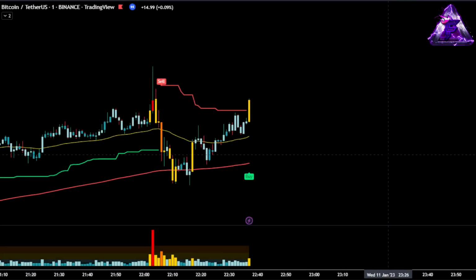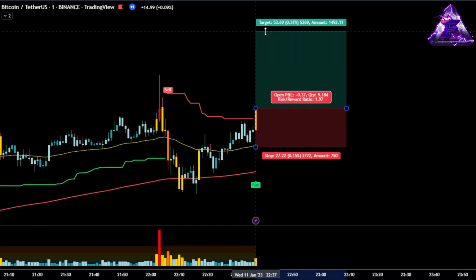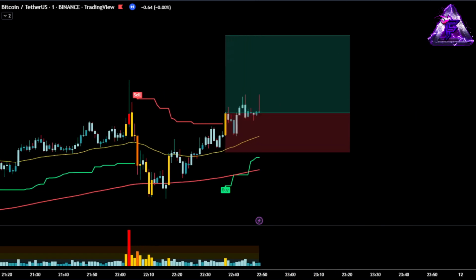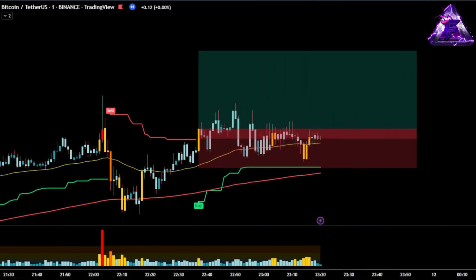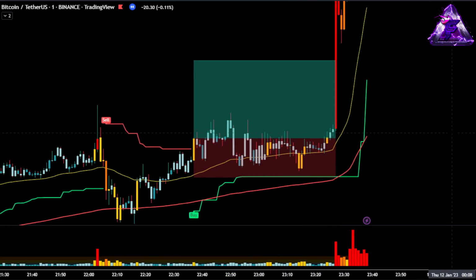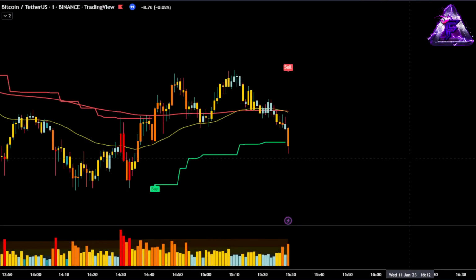Here is another example of a buy signal. As you can see, all of the conditions were met, and we managed to move towards our take profit target. Do the exact opposite for short trades.